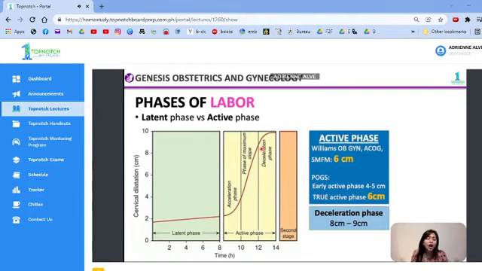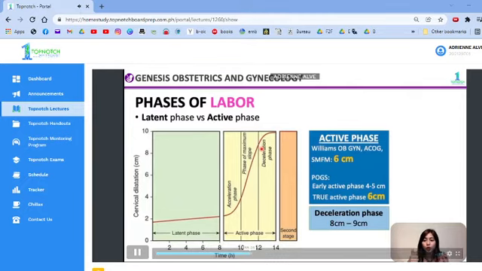Okay? Ibig sabihin, bababa na yung fetal head into the birth canal. So, yun yung marker natin na bababa na siya. Deceleration phase, nasa guidelines natin, 8 to 9 centimeters. That's your deceleration phase. Okay?